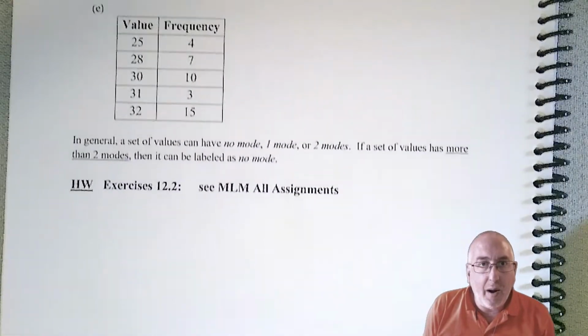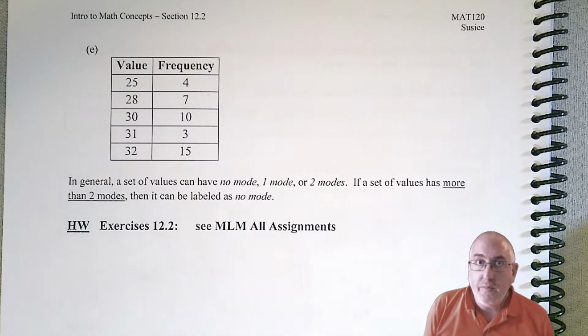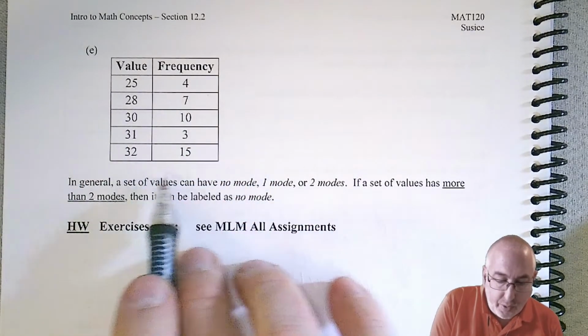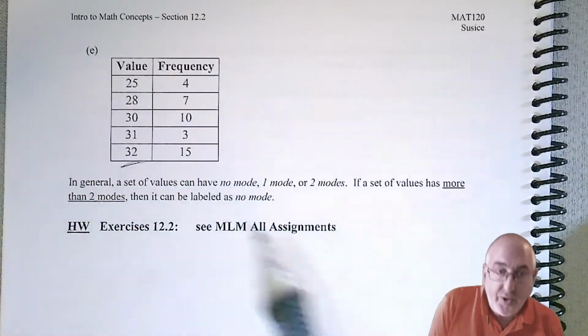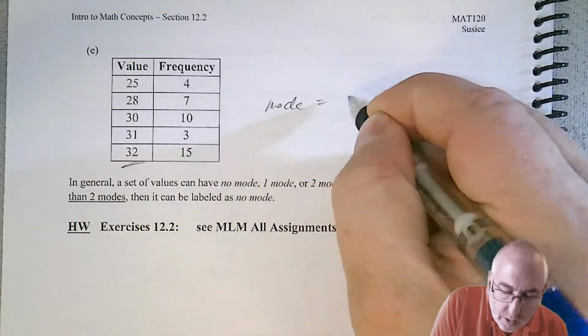All right, so lists of data, not a big deal. What about a frequency distribution? What's the mode for this? Don't think too hard on it. What value occurs the most? Well, this one's pretty quick to see that whatever has the highest frequency is your mode. Done. So in this case, the mode is 32.